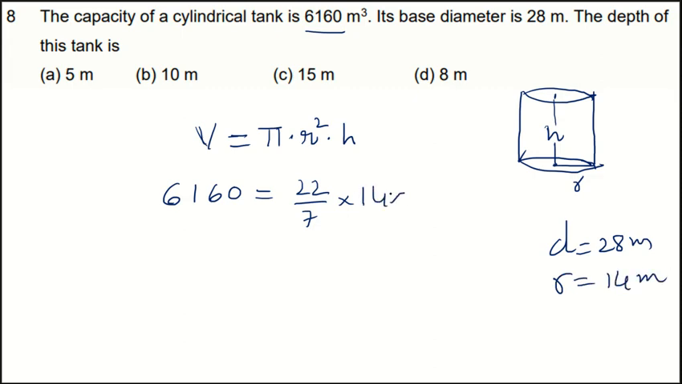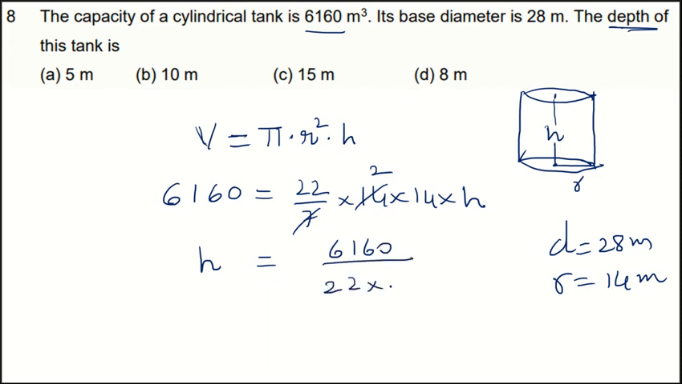So, 14 into 14, and height we need to find, or else that height is called here depth, because it is a cylindrical tank which is there down in the ground. So, on simplification, 7 2s are 14. Now, if you want to find out that h, 6,160 is to be divided by 22 by 2 and by 14. So, all these multiplicands of h here, 22, 2 and 14, will come and do the division.